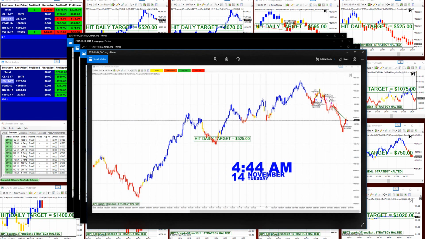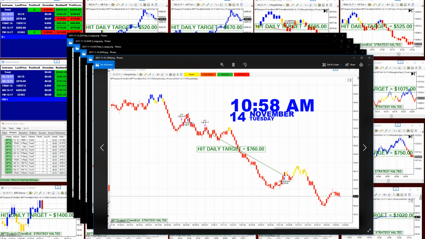The 150 ticks, we were done at 4:44 a.m. This is 1 hour and 15 minutes. On the US market, we started at 9:30, we were done on the CL at 10:58 on the 5 range.